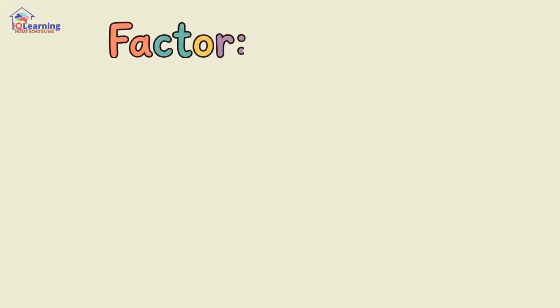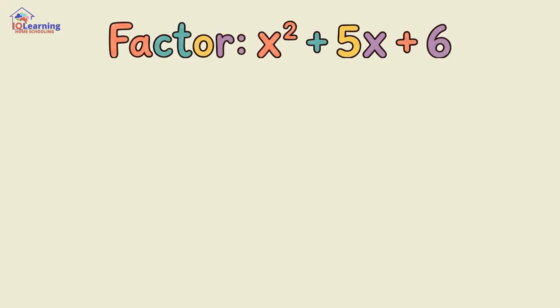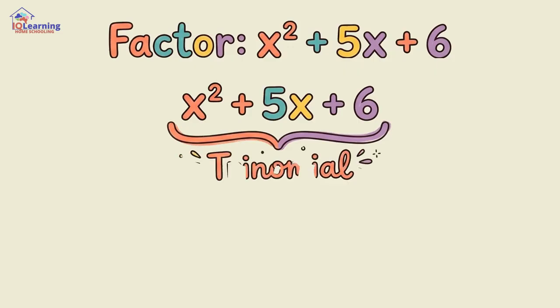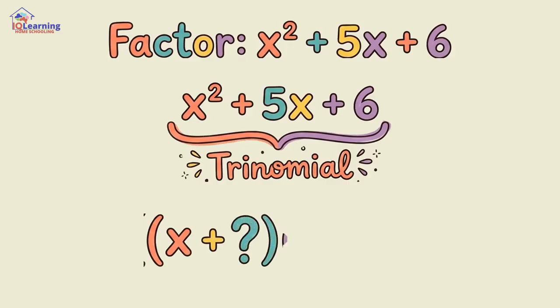So here's the problem. Factor x squared plus 5x plus 6. The first thing to notice is that this expression has three parts: x squared plus 5x plus 6. That's called a trinomial. Since the first term is just x squared, we expect the answer to look like (x + something)(x + something). So really, we are hunting for two numbers.